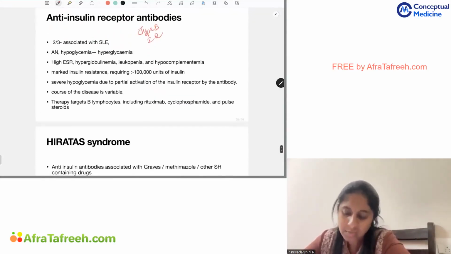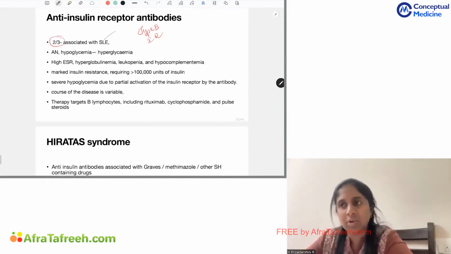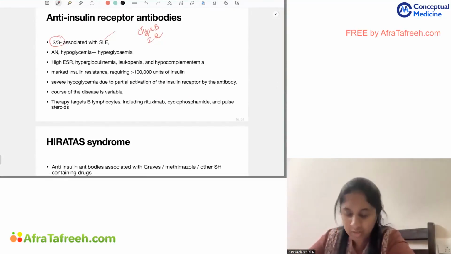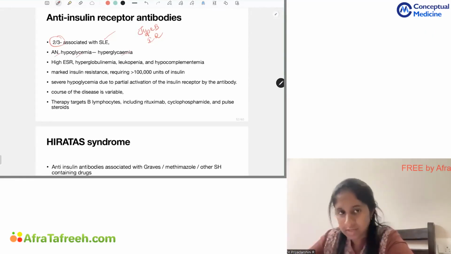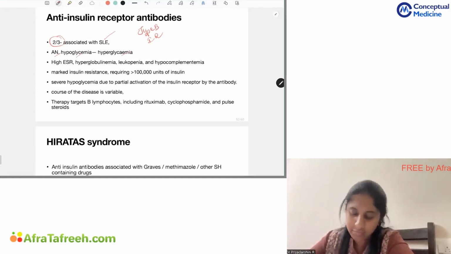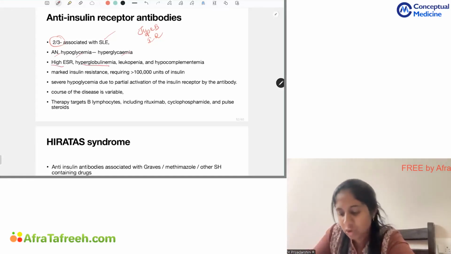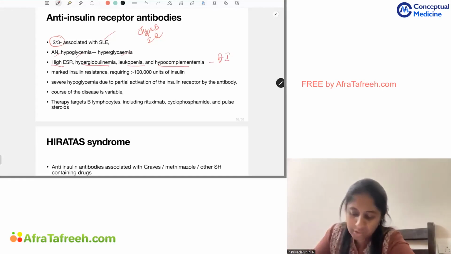So anti-insulin receptor antibody, two-thirds are associated with SLE and Sjogren's. What will happen automatically? A lot of insulin is there. It's not able to act at the level of the insulin receptor, so it will act on the IGF-1 receptor. So acanthosis nigricans would be there. Hypoglycemia would be there, and hyperglycemia at later stages, because initially there would be high insulin levels. Later on, what happens? It will go to hyperglycemia. It will exhaust itself. High ESR, hypergammaglobulinemia, leukopenia, thrombocytopenia because of the autoimmune etiology.